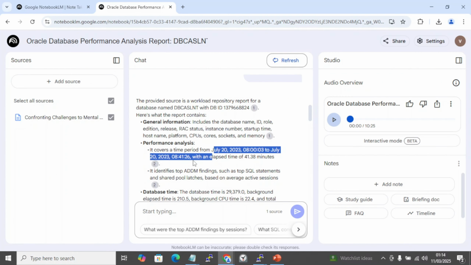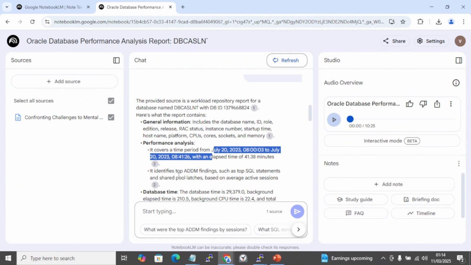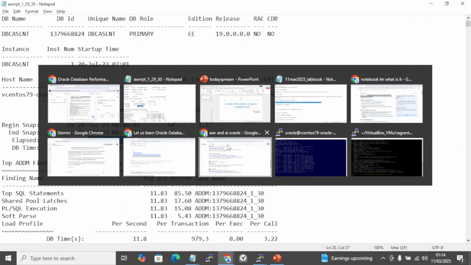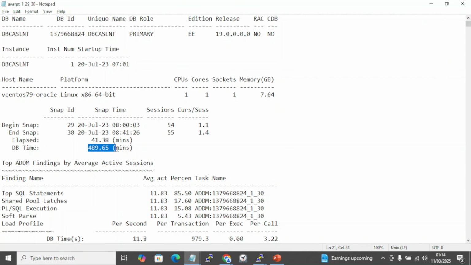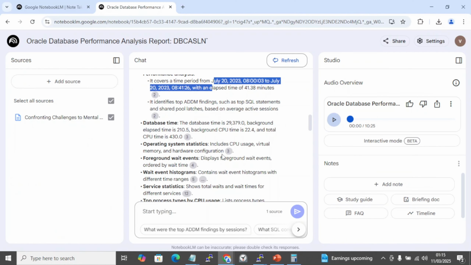So that's a transformation itself, and it lasted for 41 minutes 38 seconds. So the elapsed time is 41 minutes 38 seconds. It picked up properly. And yeah, the database time overall is 29379. If you multiply this in a calculator, that's 29379. That's what you saw here, 29379.0. And background elapsed time is 210.